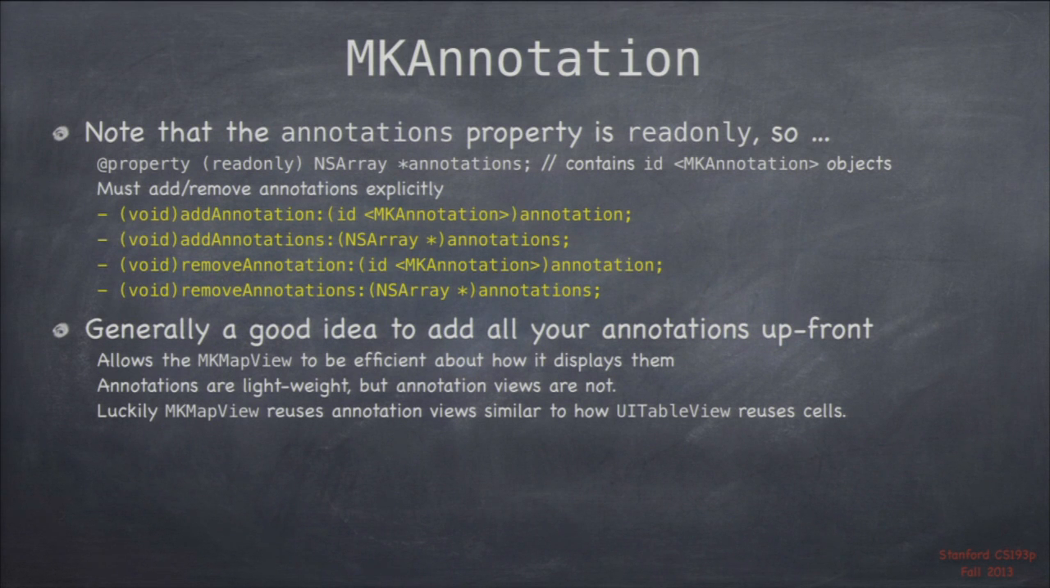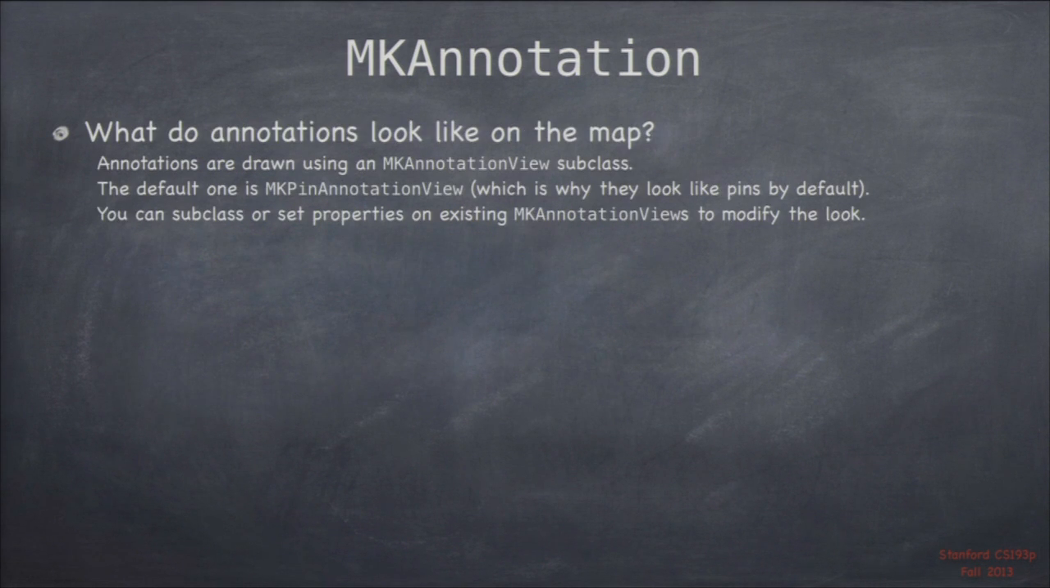So if you have hundreds of annotations, but only 5 of them are on the screen, you're only going to create 5 of those MKAnnotationViews, and as you move around in the world and they go off screen, they'll get reused for new ones. Okay? So letting the map view know all the annotations up front is nice to help it manage its internal performance. So it's generally recommended, but you don't always know. Sometimes you don't know all the annotations up front. It's happening in real time or something.